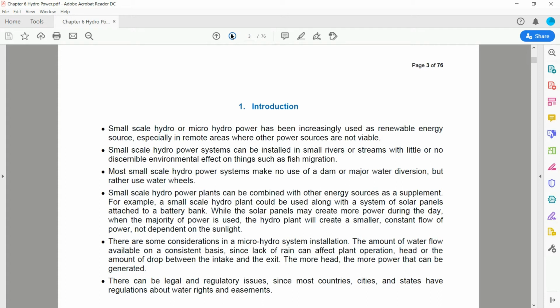There are some considerations in a microhydro system installation. The amount of water flow available on a consistent basis, since lack of rain can affect plant operation. Head, or the amount of drop between the intake and the exit: the more head, the more power that can be generated. There can be legal or regulatory issues, since most countries, cities and states have regulations about water right and easement.